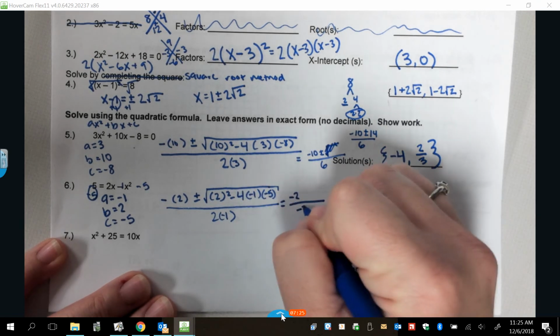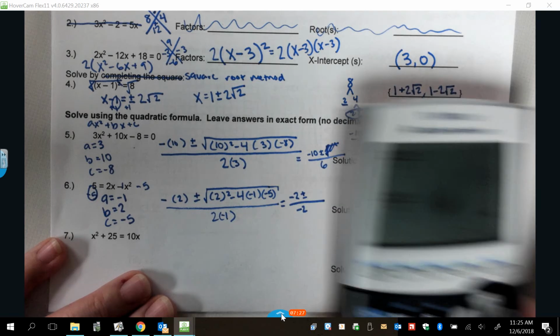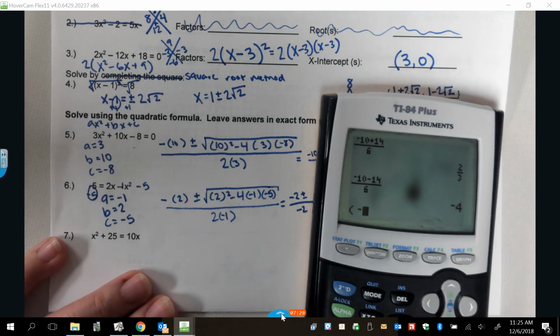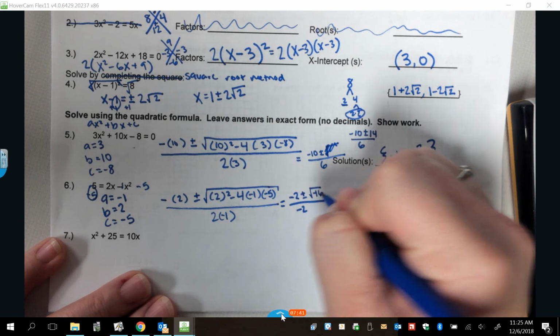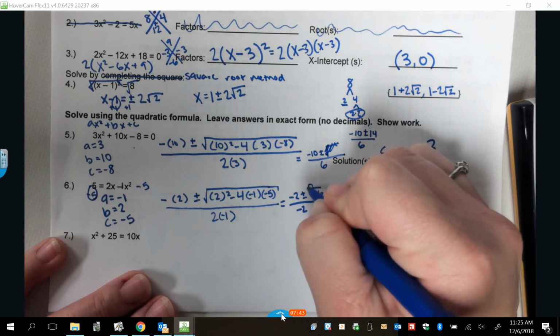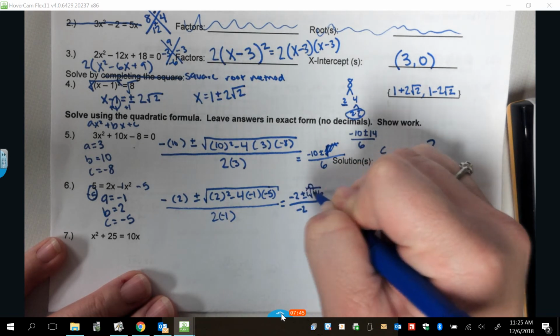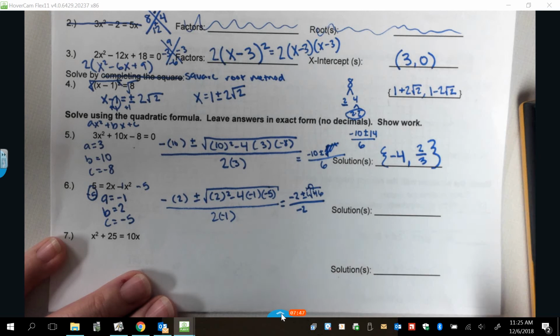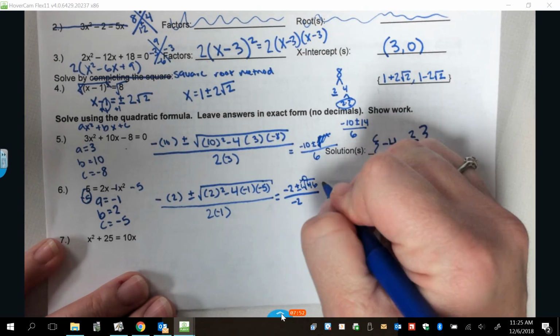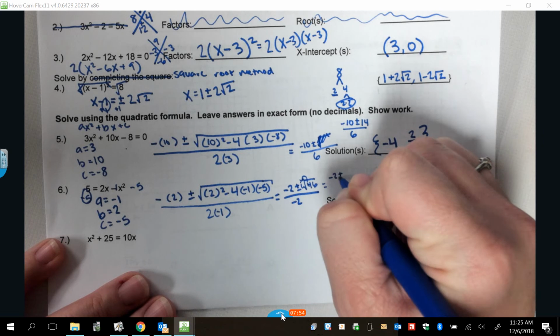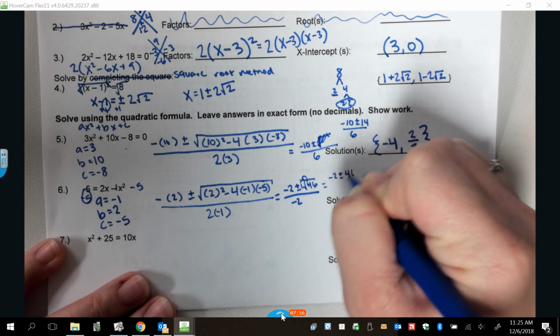That gives me negative 2 plus or minus something. So we can do positive 2 squared minus 4 times negative 1 times negative 5. And that gives me negative 16. So the square root of negative 16. Now I know that's going to be imaginary. So remember, we take the negative out and put an i. And now we can take the square root of 16. That's a perfect square, and it gives me 4i. So this ends up being negative 2 plus or minus 4i over negative 2.